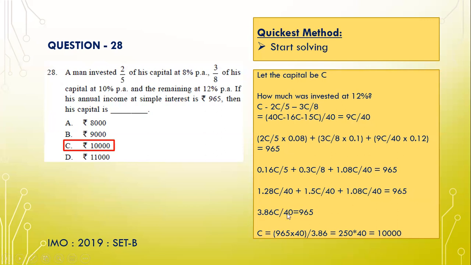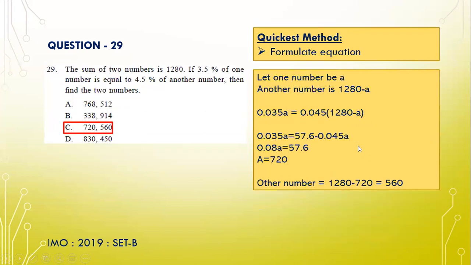So C will be, when 40 goes there, it will be multiplication: 965 into 40 upon 3.86, because when 3.86 goes there, it will be division. So this will be, if you see, 3.86 into 250 is 965. So 250 into 40 is 10,000. C will be 10,000. So capital invested is 10,000. Again, a very good question. So solve this 1 or 2 times till you get the answer correct, isn't it? So practice, practice. Maths is all about practice.